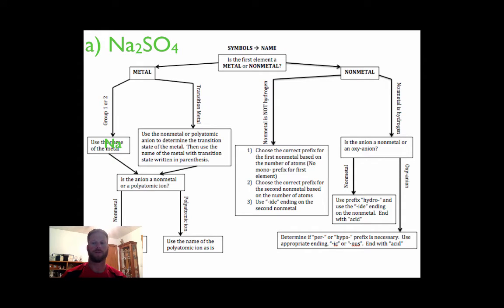Now we see that we are simply going to use the name of the metal. The first part of the name will be sodium. Continue to follow the flow chart to finish the name. The next question we have to ask ourselves is the anion a nonmetal or a polyatomic ion? SO4 is a polyatomic ion.